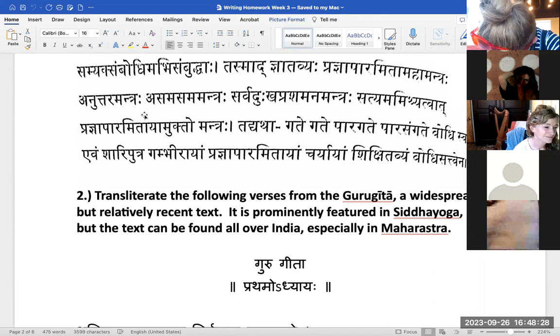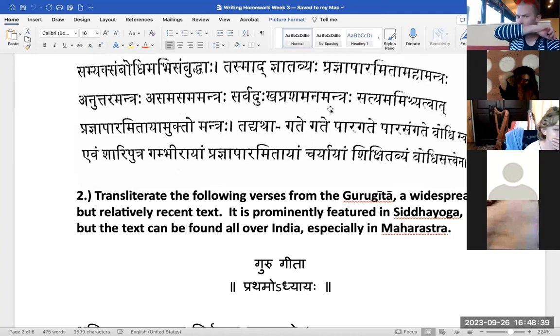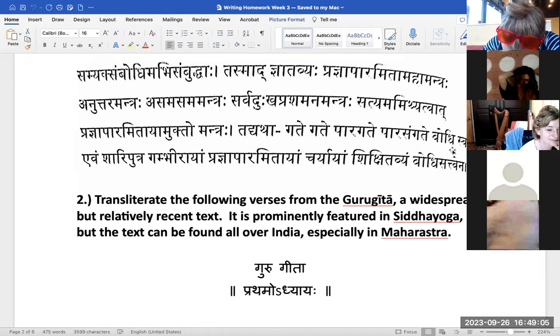anuttara mantraha, asama sama mantraha, sarva dukkha prashamanah mantraha, satyam, satyam, oh, okay, satyam amithyatvat. Prajna paramitayam ukto mantraha. Tadyatha gate gate paragate parasamgate bodhi svaha. Evam shariputra gambhirayam prajna paramitayam charyayam shikshitavyam bodhisattvena.